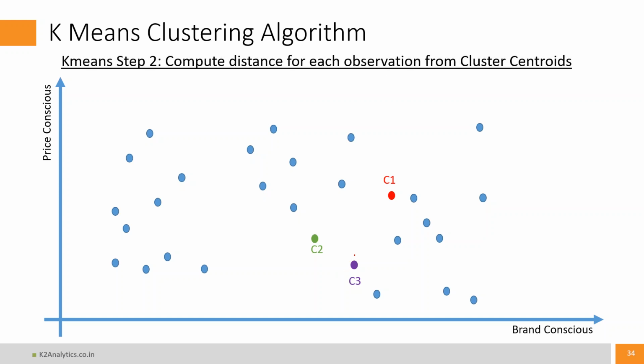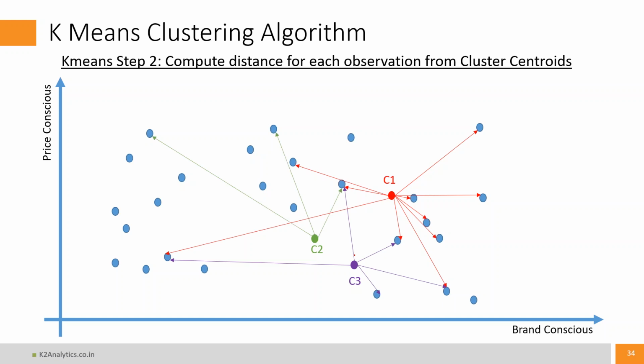Now you compute the distance for each object from the cluster centroid. In hierarchical clustering, what was happening? The distance was computed between objects. In k-means clustering, the distance is computed from cluster centroids. So I will compute this distance for each object with respect to C1. I have not put all the lines. If I put all the lines, the entire screen will be filled with red lines. Likewise, I have to compute distance for cluster 2 and cluster 3, the distance of each object from the centroids.